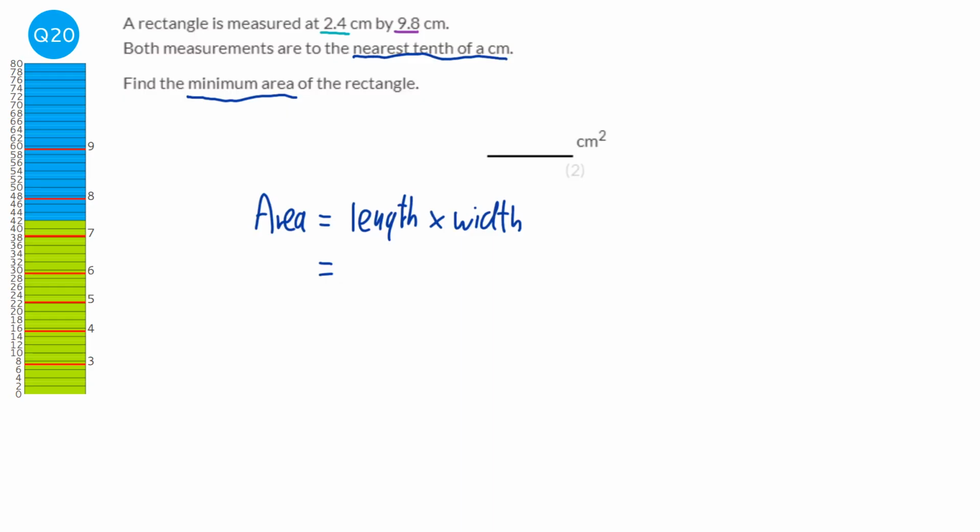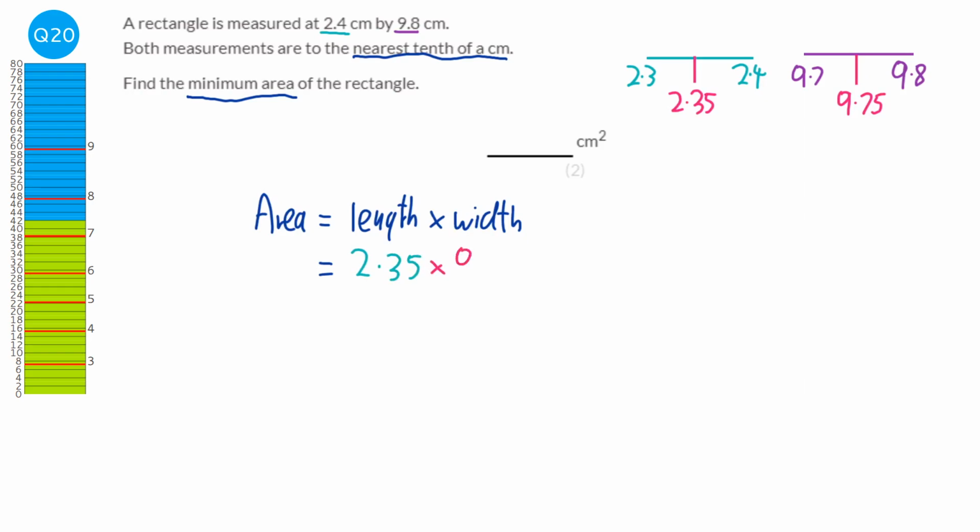So we can do some quick number lines here to find what the minimum would be for both of these. So for 2.4, the next number down would be 2.3, and we just find the halfway point. Halfway point would be 2.35. And similarly with 9.8, the next one down would be 9.7. Halfway point would be 9.75. So we're going to find the length, which is 2.35, times it by the width, which is 9.75.